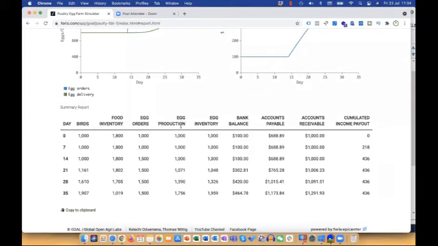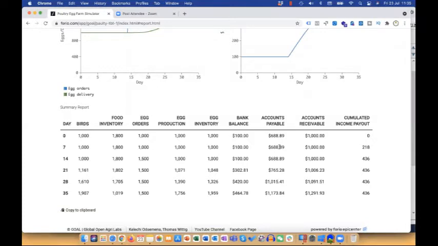Here you see the eggs that are produced per day. That's the inventory, so how many eggs are going into our inventory. Bank balance is basically how much cash we have in the bank. Here you see the increase in what we have to pay in terms of the bills, and also what we receive in terms of the money from selling the eggs. Nice.